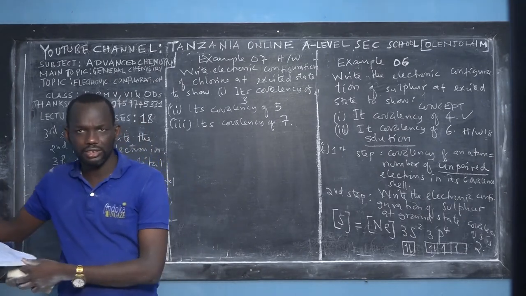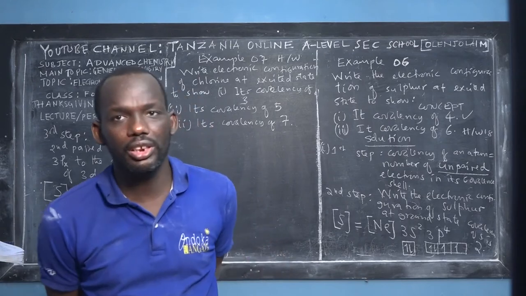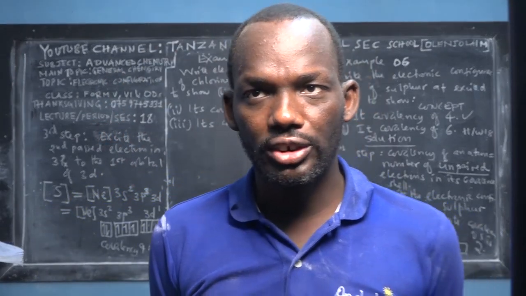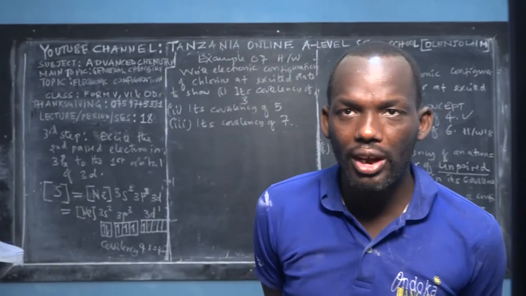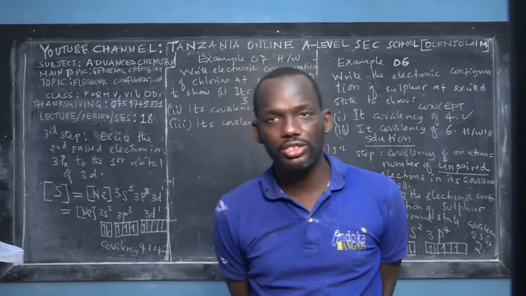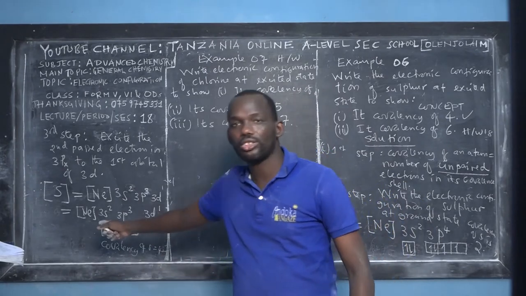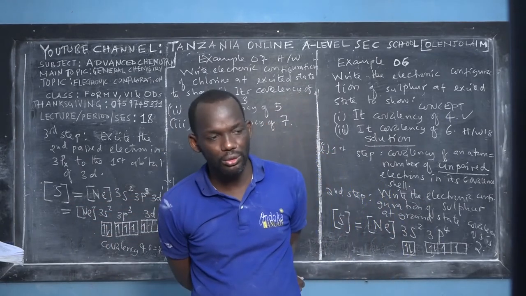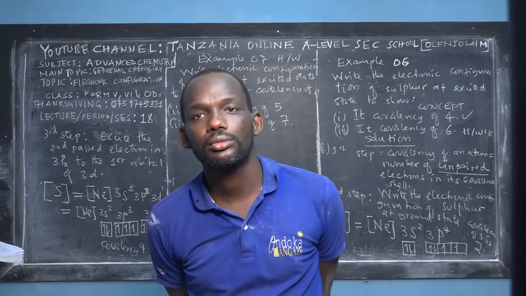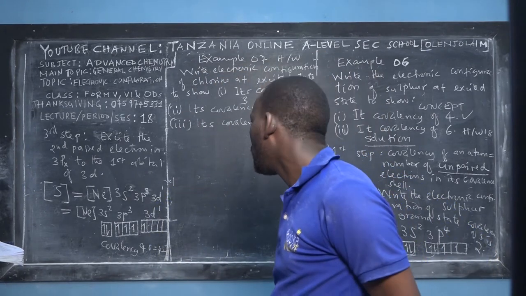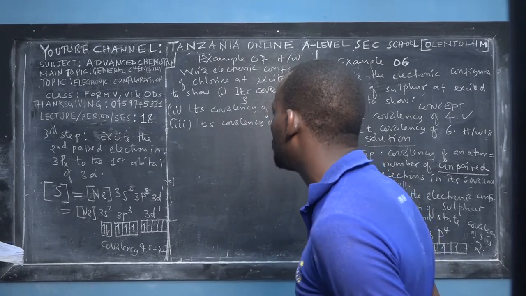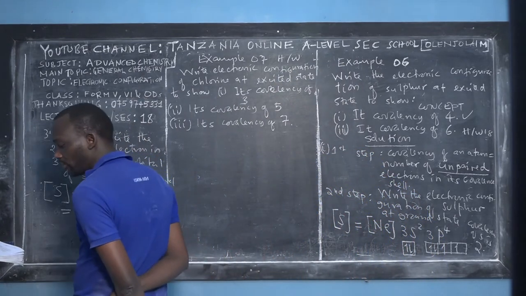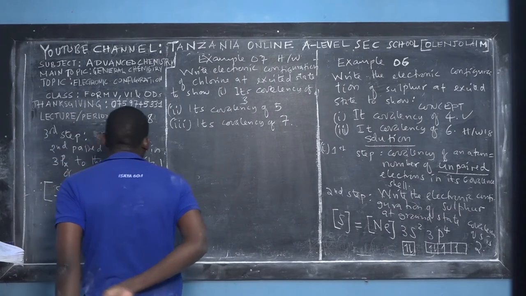Okay, in case you have any question concerning writing electron configurations of atoms at excited state, don't hesitate to ask your questions in the comment section, and I will try my level best to help you understand the concept. So if you're okay now, I would like to take you into the last concept for atomic structure. And this concept we call electronic configurations of ions or charged atoms.